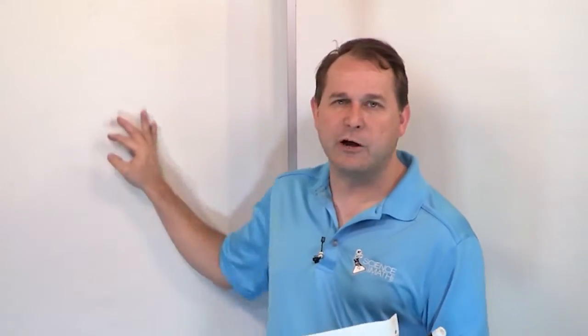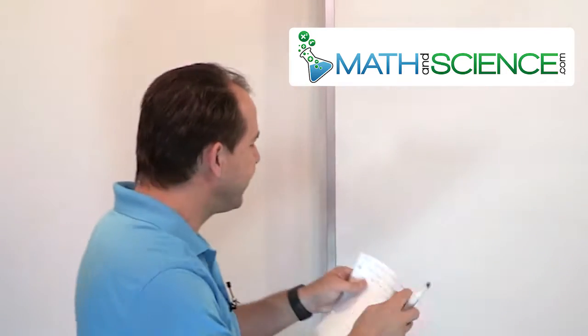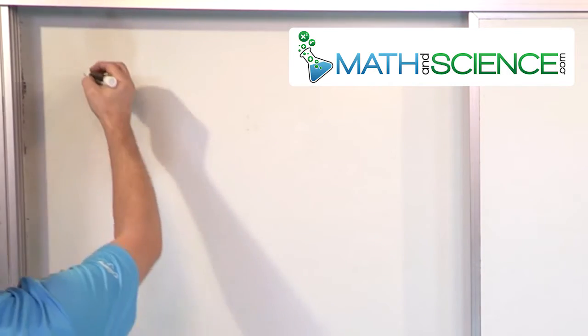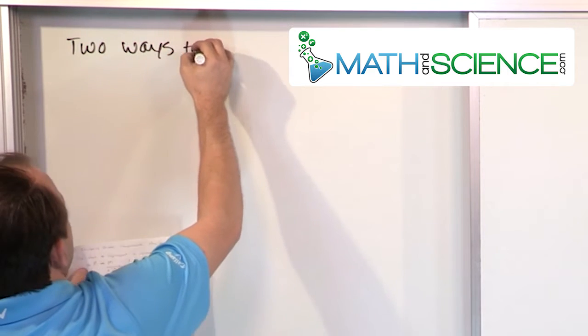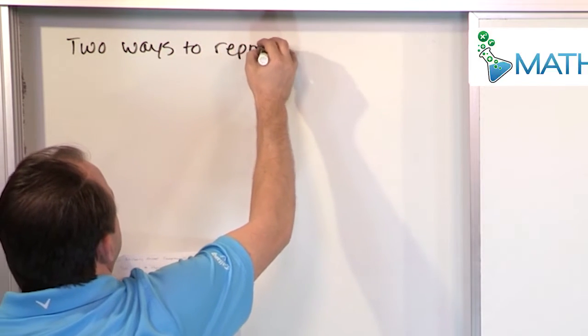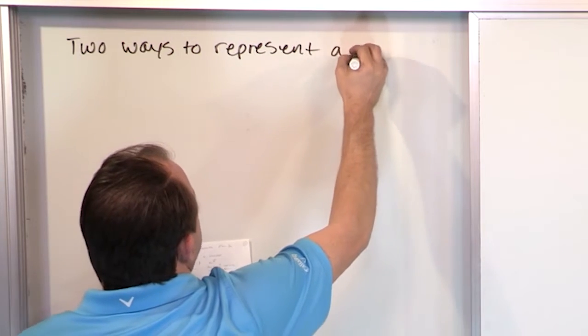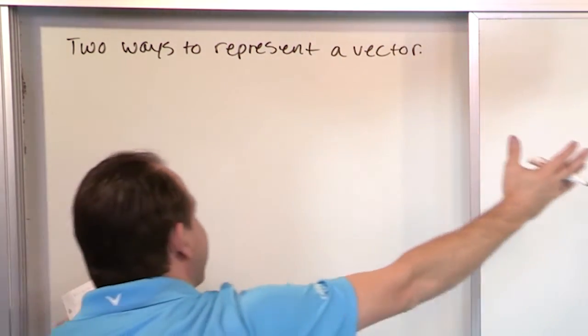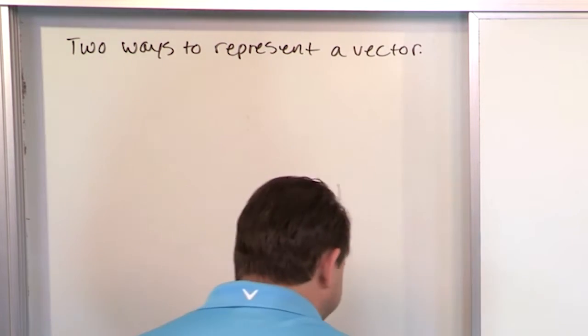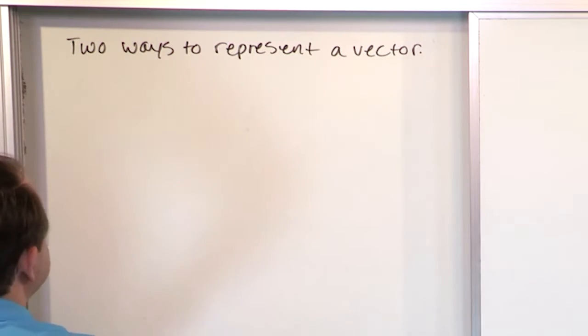In a plane, like the chalkboard or the marker board here, you need two numbers to write that vector. There are two ways to represent a vector. And when I say this, what I'm talking about is representing a vector as numbers, written down, not just arrows. There are two ways to do that.